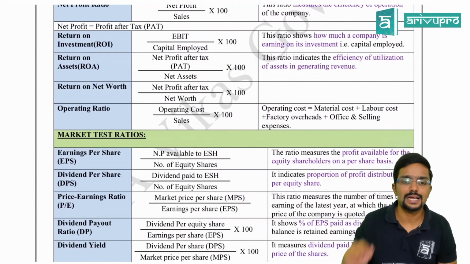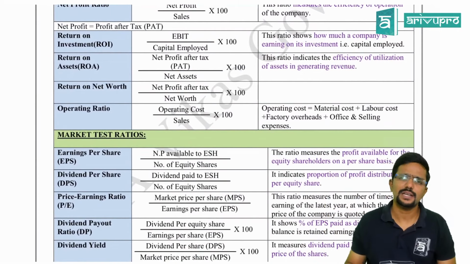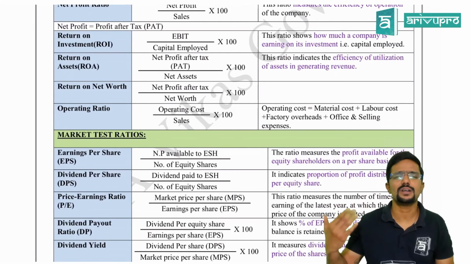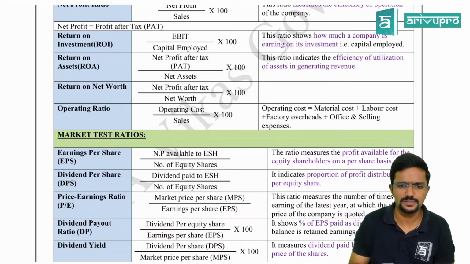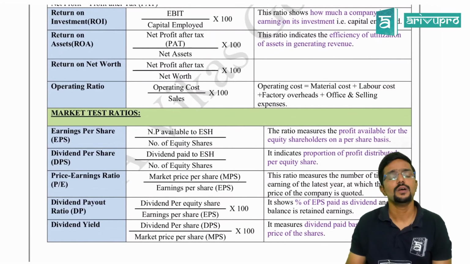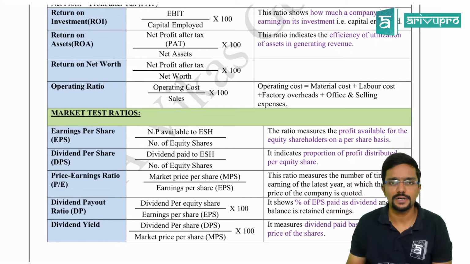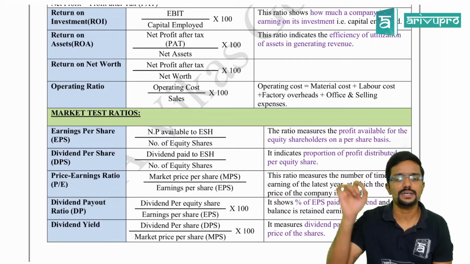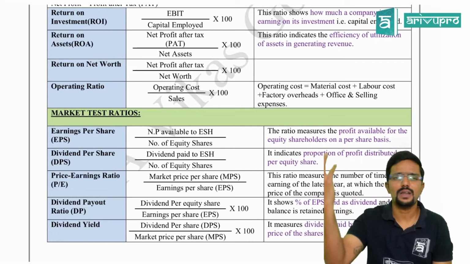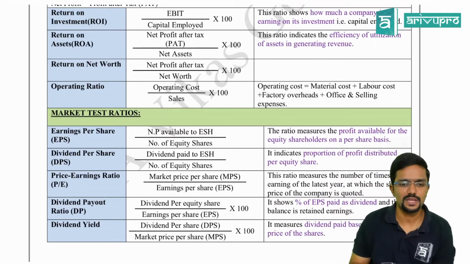Next, the return on assets, net profit after tax divided by net assets. Net assets is again nothing but the net worth or the shareholders' funds of the company. Then return on net worth also has a similar formula, almost the same. Operating ratio, operating cost divided by sales into 100. What is operating cost? Material cost plus labor cost, factory overheads, office and selling expenses, all indirect expenses we can say. Clear? Direct plus indirect expenses of the company.